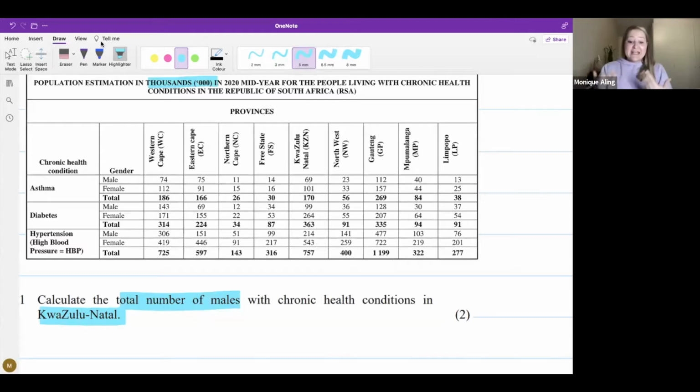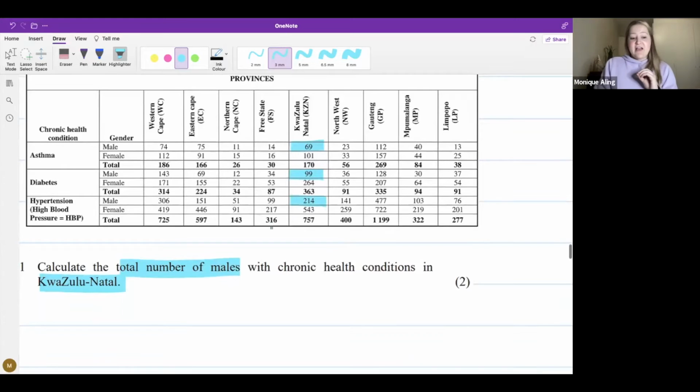Okay, so again, they say total number of males with chronic health conditions. So again, just reading exactly what they asked for. So that's all the chronic health conditions. They did not specify one. So now we need to go and find all the males in KZN. So the first one, 69,000 have asthma, 99,000 have diabetes, and 214,000 males have hypertension. Okay, so you'd obviously show your working out.